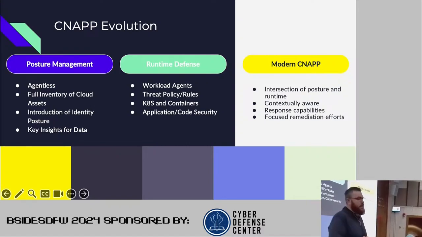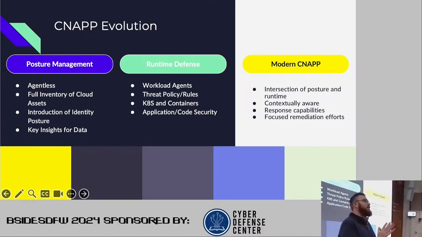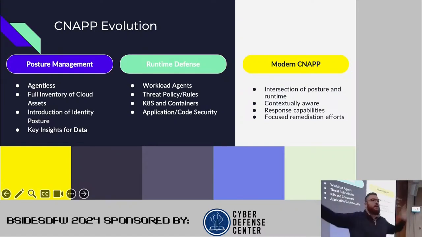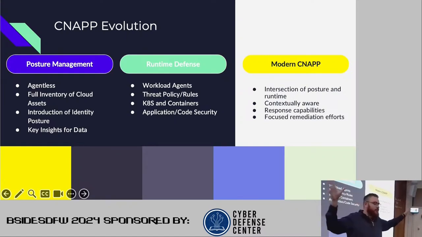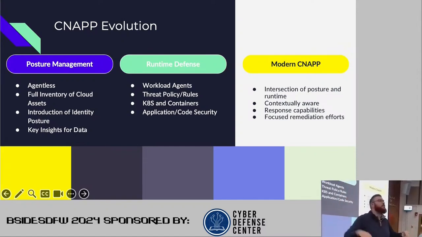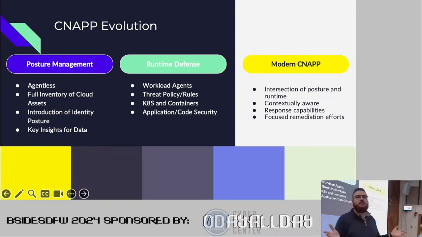So first, I want to step back: where did CNAPP come from? What's the evolution here? There were really two camps. One was posture management, and the other was runtime security. Posture management was all about the agentless craze. 2017, 2018, 2019, everyone was, well, we're agentless. Oh, we're agentless this, agentless that. Which was good. We needed that. It served its purpose, and it's still serving a purpose. But really what that gave us was full inventory of our cloud environment.